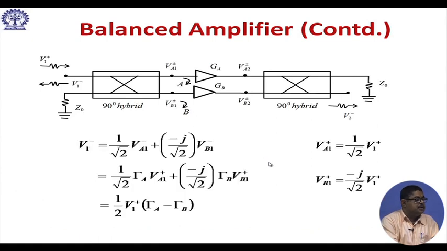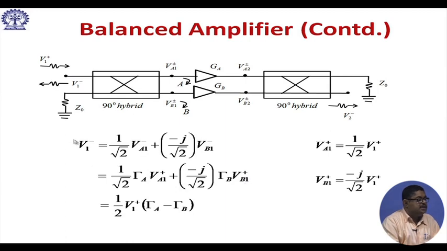Again you see that V1 minus, if we see how much we are reflecting, is 1 by root 2 VA1 minus, and then VB1 minus is being reflected here with a 90 degree phase shift, that is why minus j by root 2. Then you know that VA1 minus is nothing but gamma A into VA1 plus, and VB1 minus is nothing but gamma B into VB1 plus.